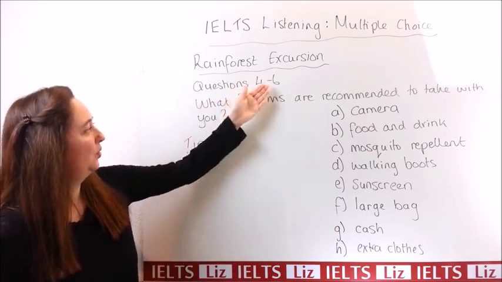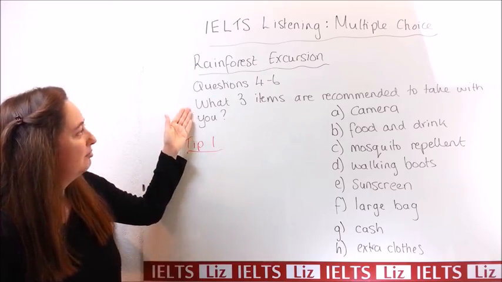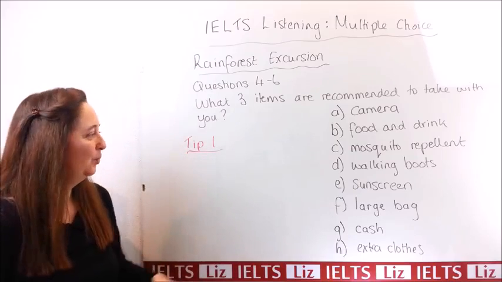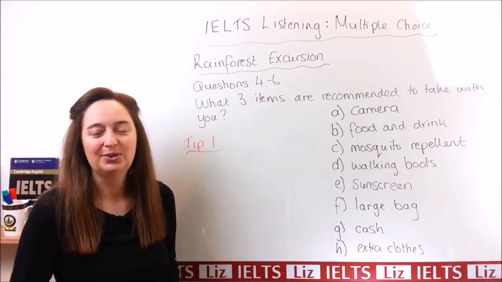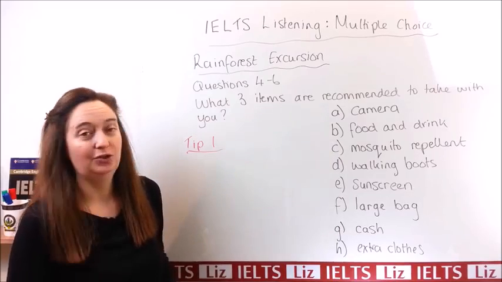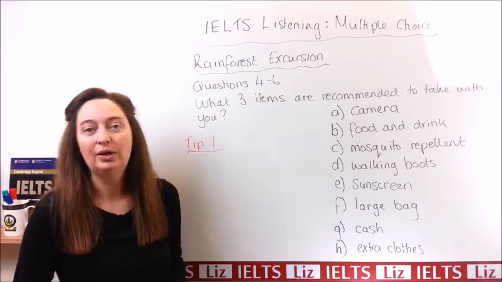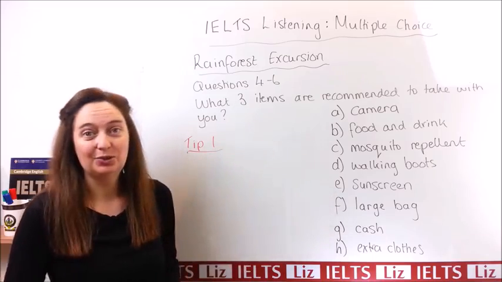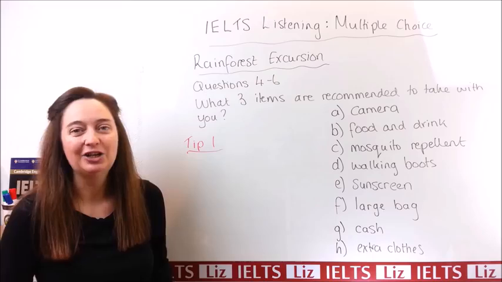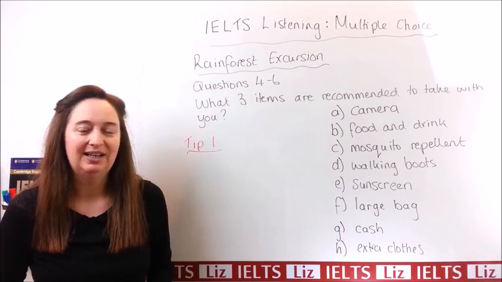We've got questions 4 to 6. So that's 3 questions together. We've got: what 3 items are recommended to take with you? That's our question. And we have a list of possible answers. We have A, camera, B, food and drink, C, mosquito repellent, D, walking boots, E, sunscreen, F, a large bag, G, cash, and H, extra clothes. And from those options we need to choose 3 answers.